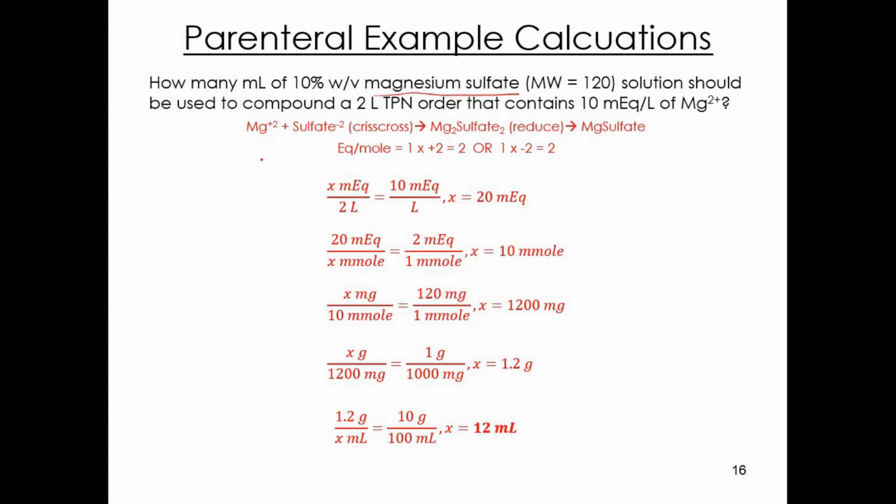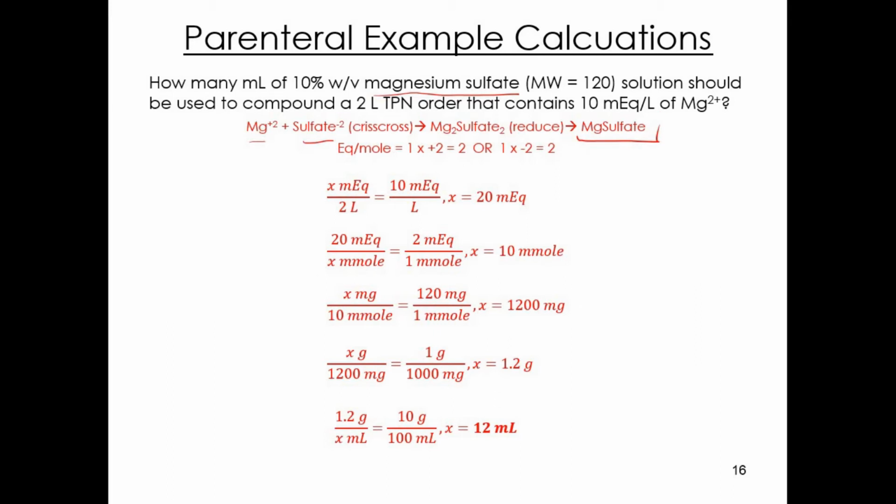The first thing we do is calculate the equivalents per mole for magnesium sulfate. We know that the charge on magnesium is +2, on sulfate it's -2, and so we crisscross to get Mg2 sulfate 2, which can be reduced. Both of these numbers can be divided by 2 to give Mg sulfate.